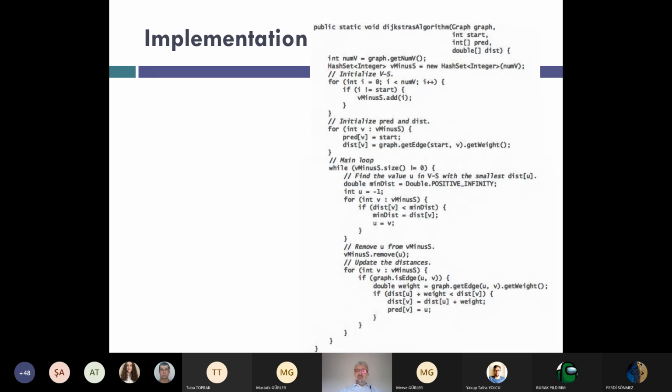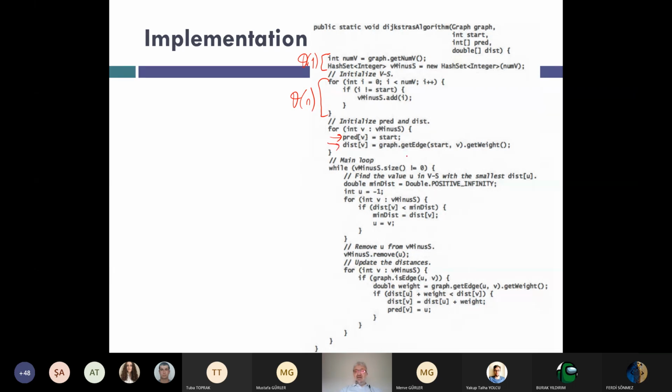In this, it will be constant time. This will be linear time, right? And here we have an iterator for the hash sets. It will be linear time. And we perform initialization for the predecessor array and this array.